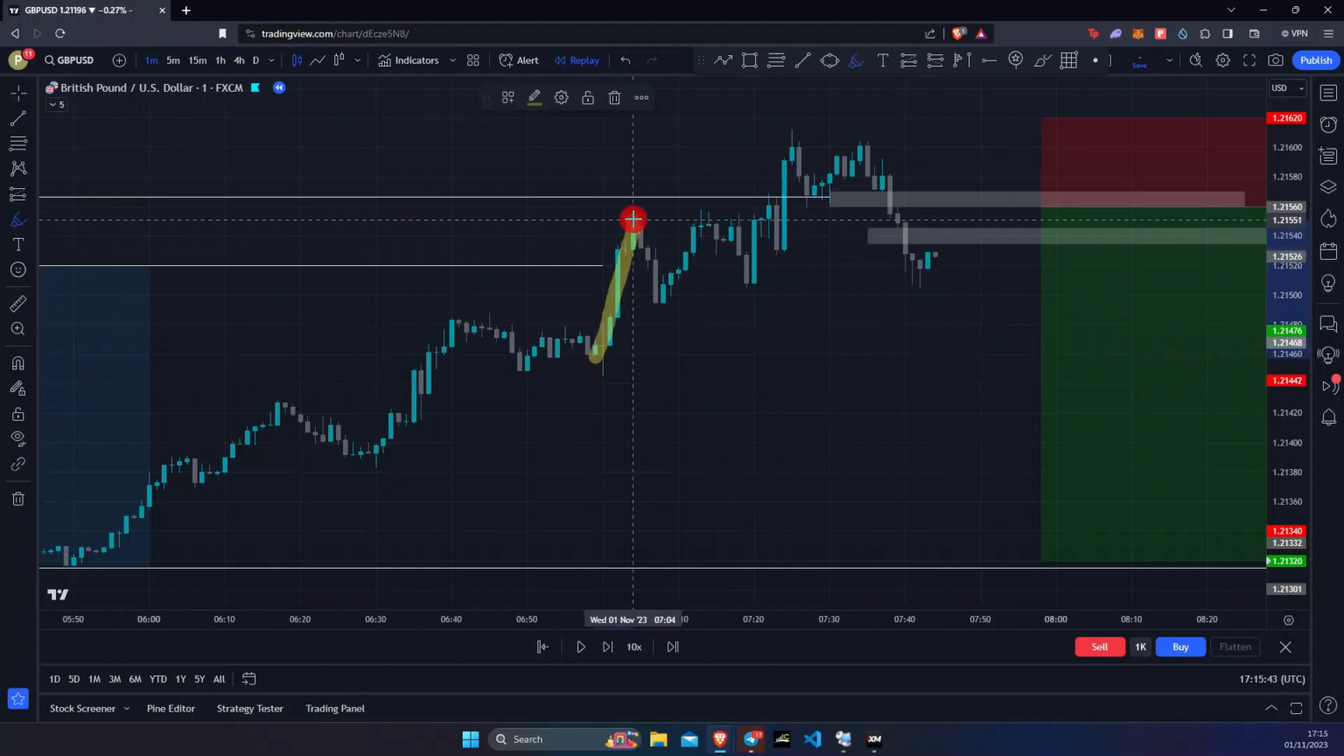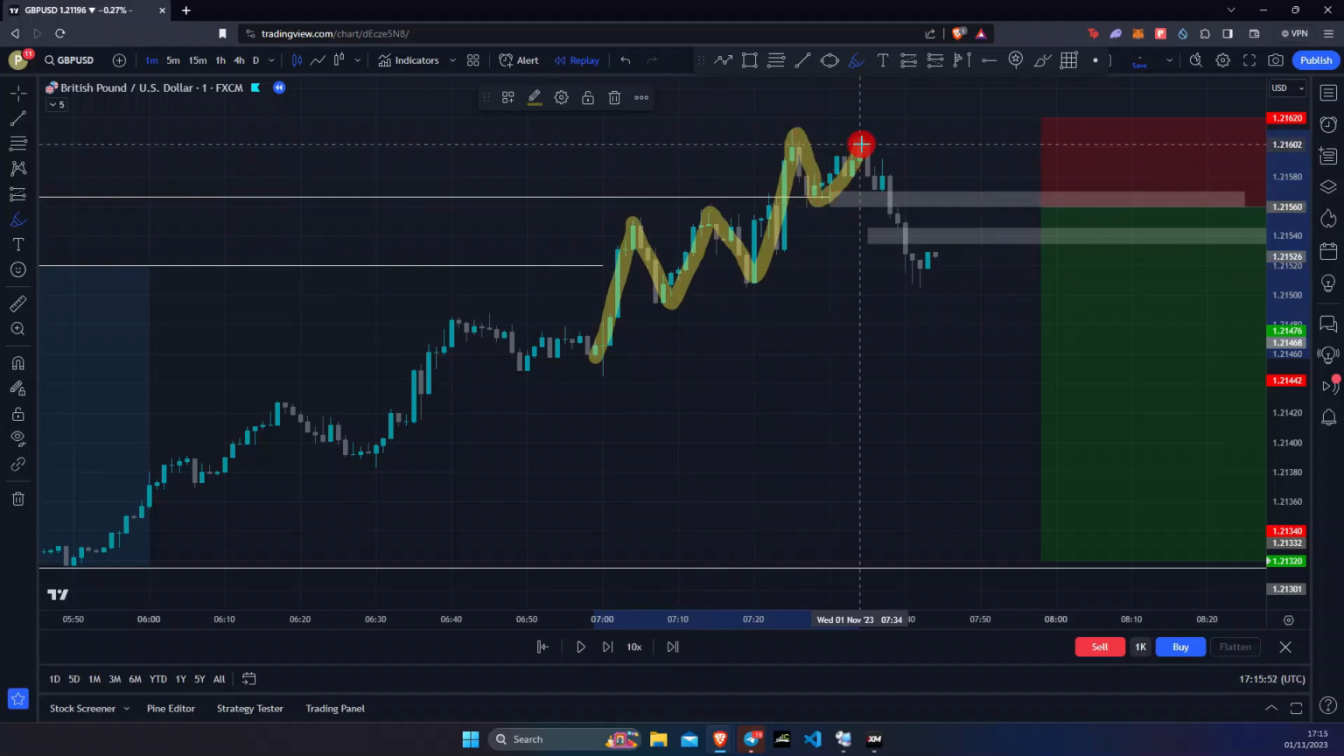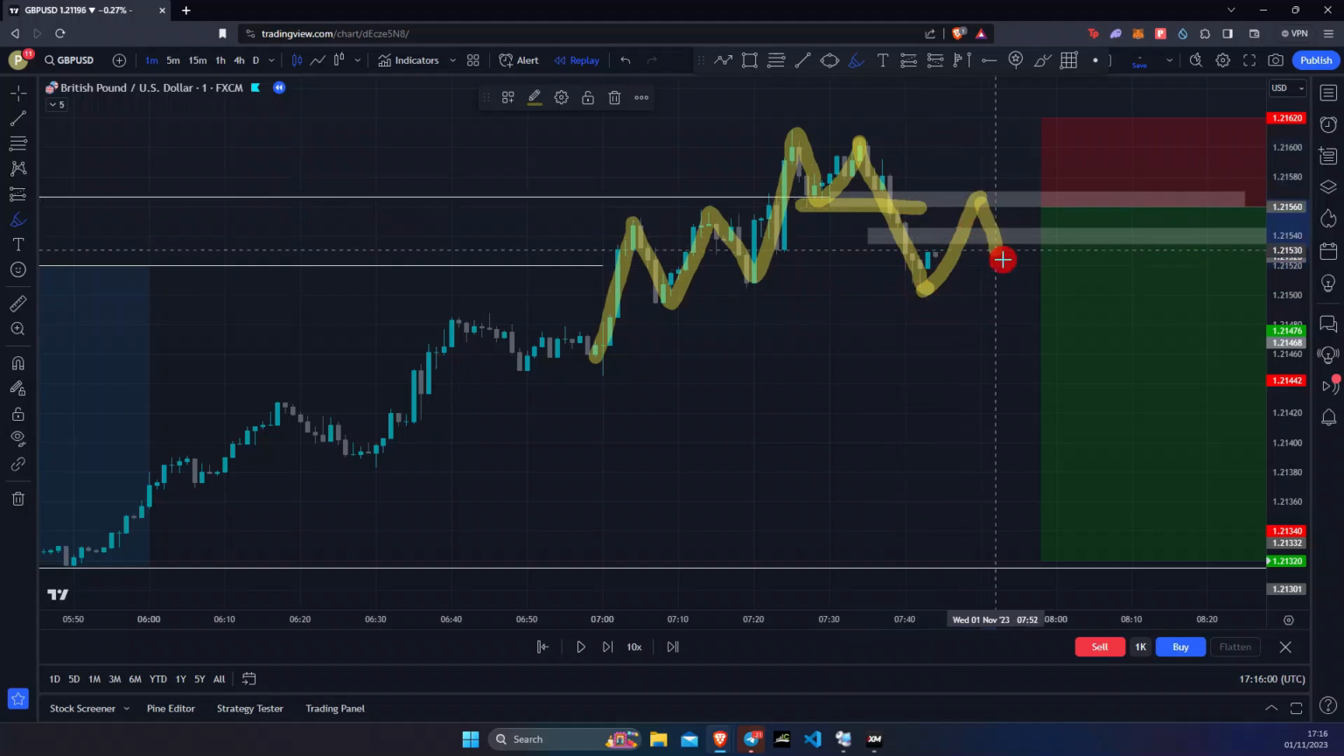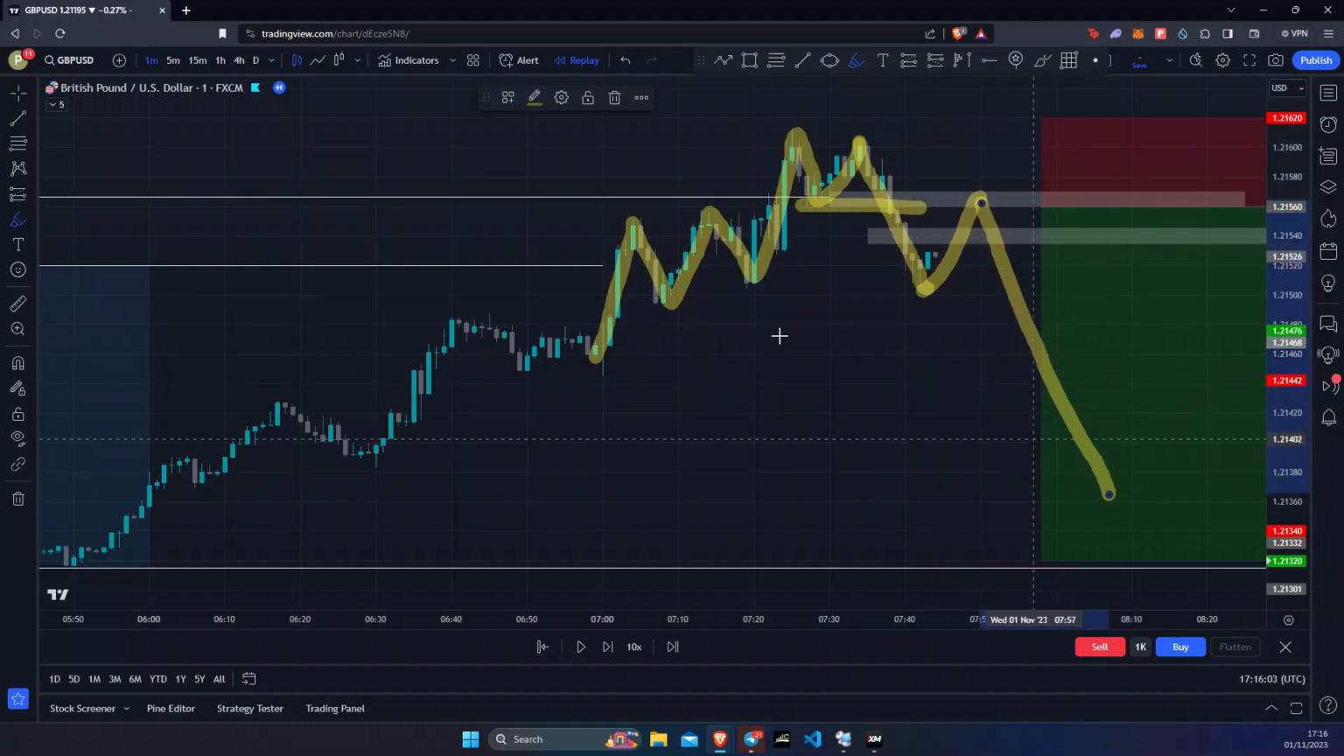So we've got our higher high, higher low, higher high, higher low, higher high, higher low, failure to create a higher high with a break of this higher low, giving us a lower low. Now we're anticipating a lower high before a continuation to the downside, right?